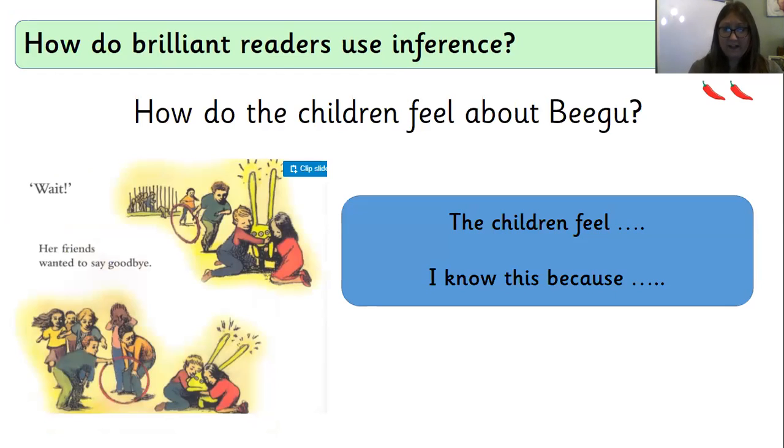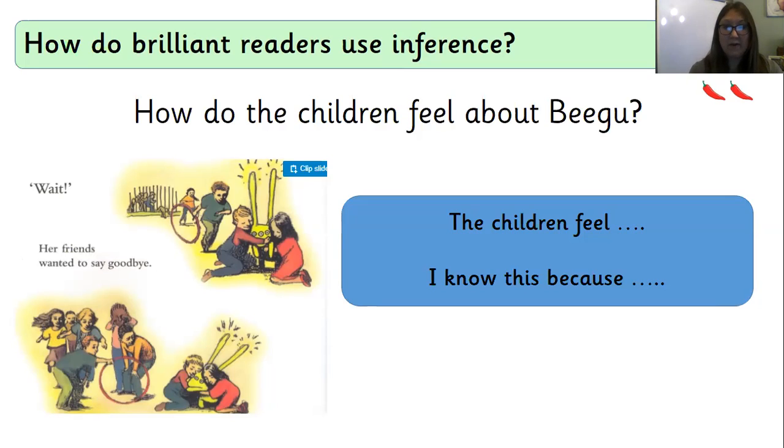So we can have a look at this page and read it to get ourselves started. Wait! Her friends wanted to say goodbye. Now, it doesn't tell me the answer. I can't retrieve it from this page, so I know I'm going to have to use my inference skills. I know from our prior reading that the children were playing with Bigu and they were all having fun. The children were smiling and they were clearly happy to have her there. And now on this page, the fact that they've shouted, wait, and want to say goodbye to her must mean that they've enjoyed having her there and they don't want her to go.